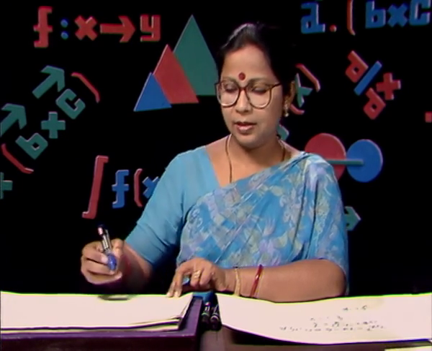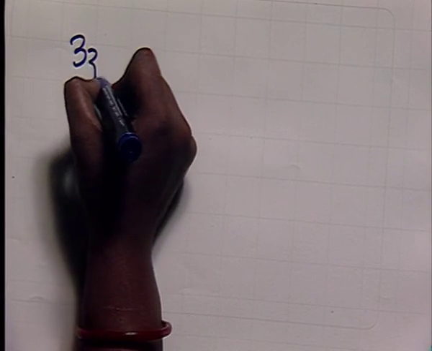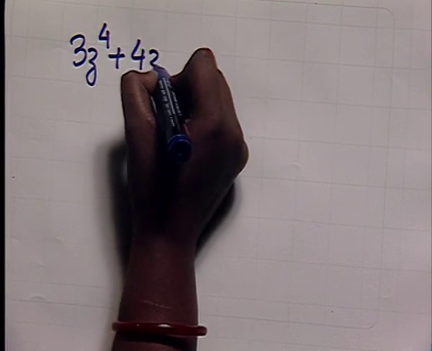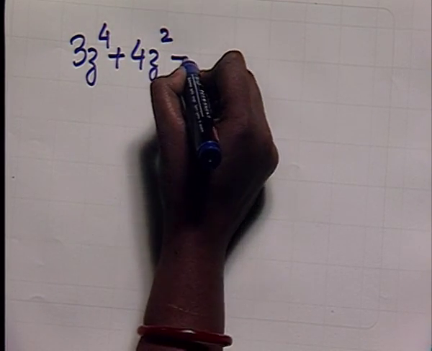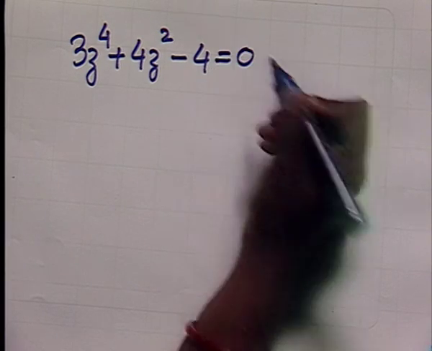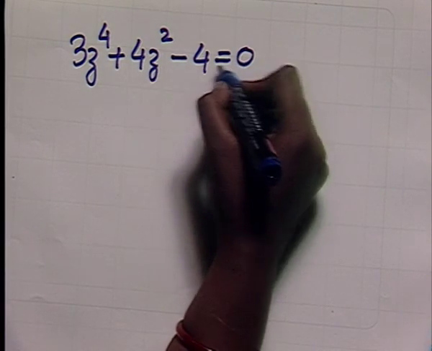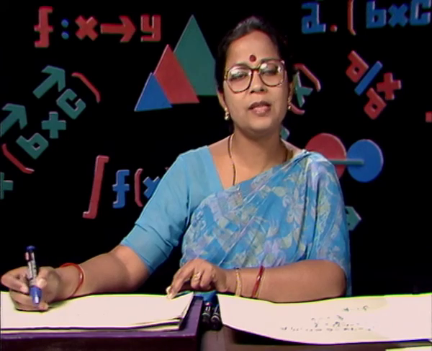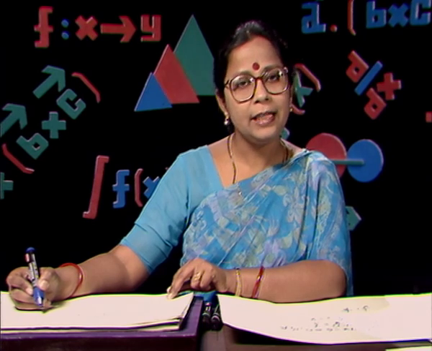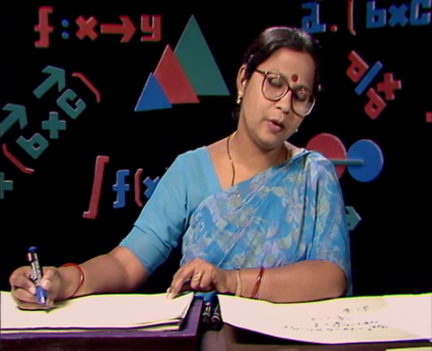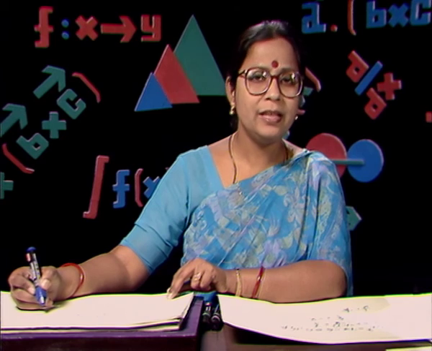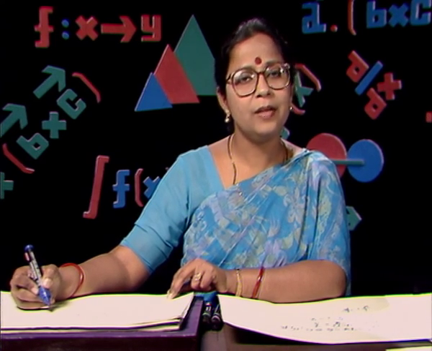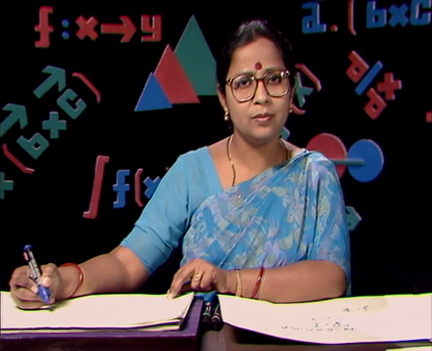For example, 3z raised to the power 4 plus 4z square minus 4 equal to 0. As you can very well see, this is not of quadratic form. So, how do we solve such equations? Either we find a new way to solve such an equation, or we try to reduce it to quadratic form, so that we can solve it by the methods we know.